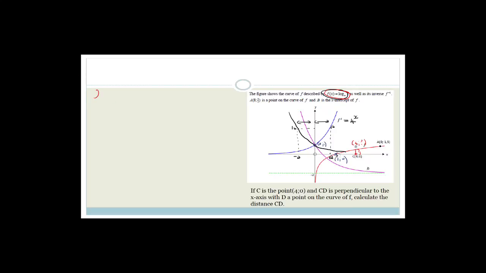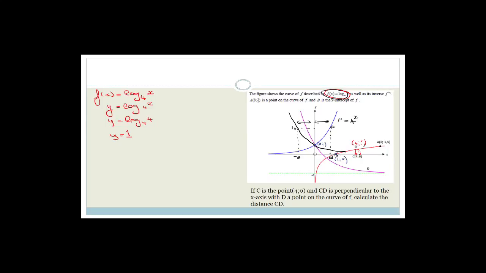Because we know that f of x is equal to log x base 4. So therefore y is equal to log of x base 4. Just writing it out so we're used to seeing it. But what is x in this case? It's 4. So this is log of 4 base 4. Therefore, y is equal to 1.